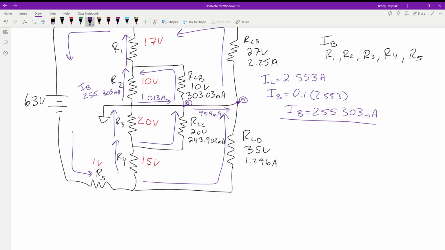So now, when we look at this node, if we were to take 1.013, add it to the 243, that's going to give us how much? So we have 1.25 amps going in. We have 954 going out and 303 going out. That's going to add up to the total.